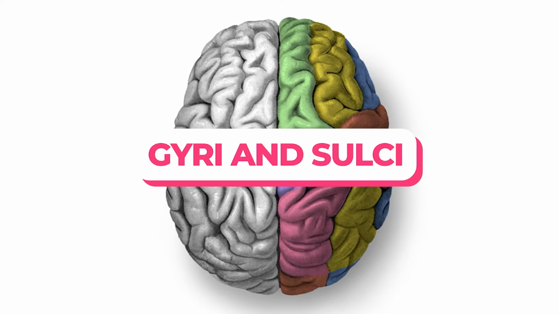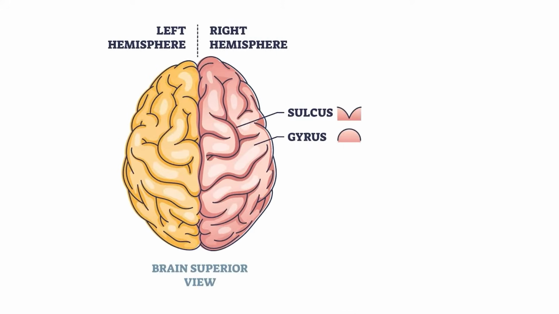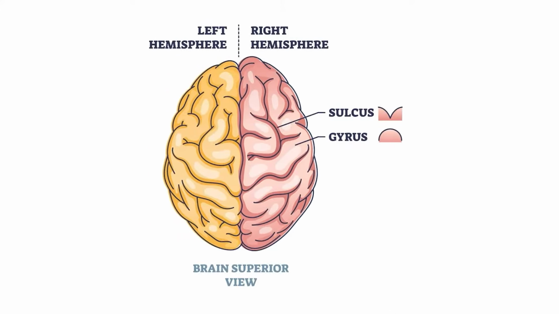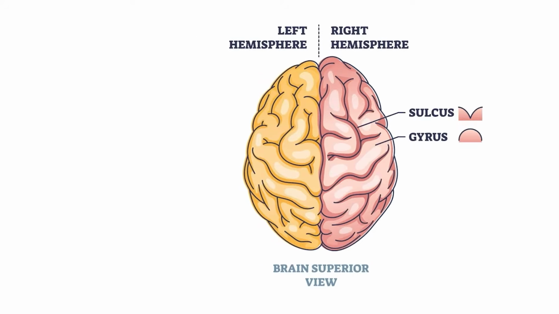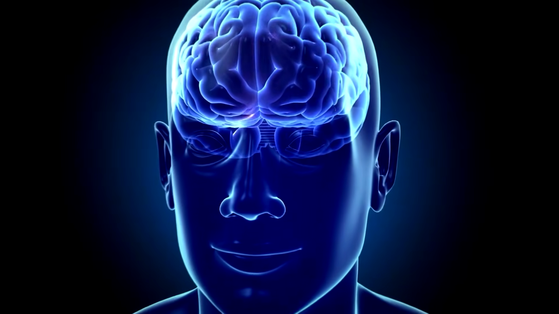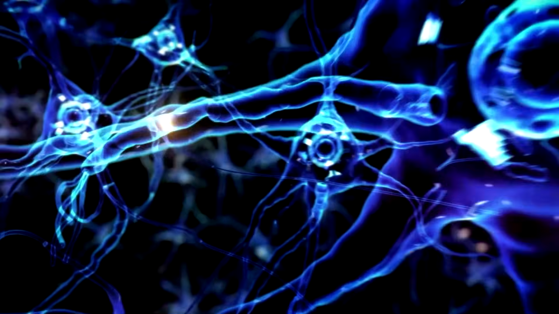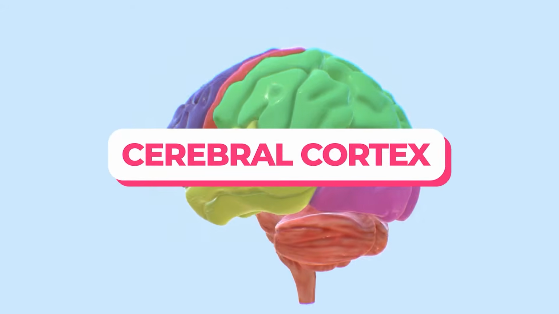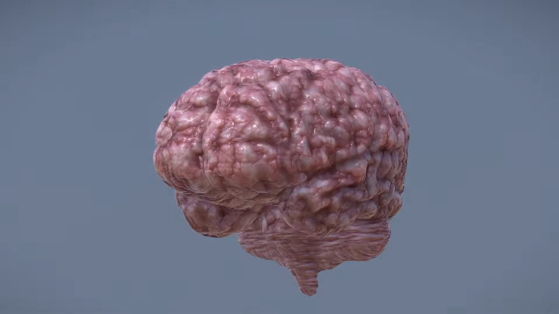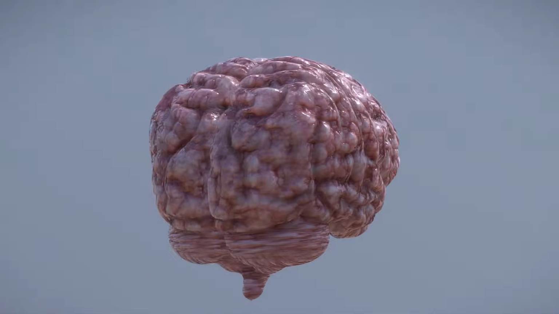Gyri and sulci. The surface of the cerebrum is highly convoluted, consisting of ridges, gyri, and grooves, sulci. These convolutions increase the surface area of the cerebrum, allowing more neurons to fit in and enhancing cognitive abilities. Cerebral cortex. This is the outermost layer of the cerebrum and is composed of gray matter.